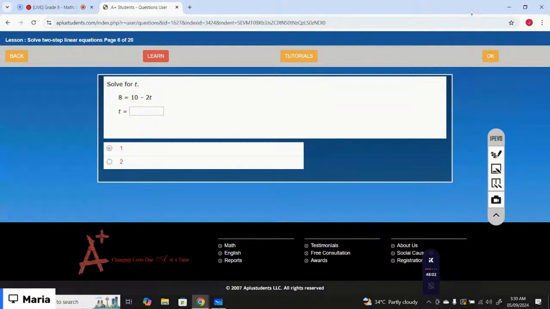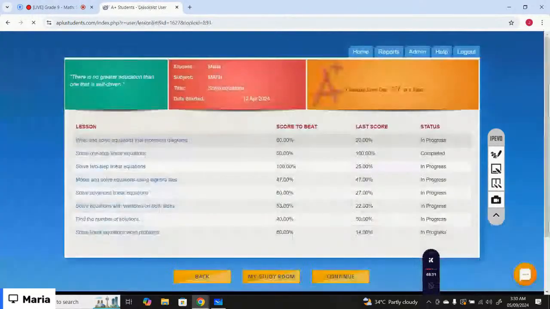Okay, you can complete the lesson by yourself. Let's move to the next lesson. And the next lesson is model and solve equations using algebra tiles. So let's just start with the lesson.